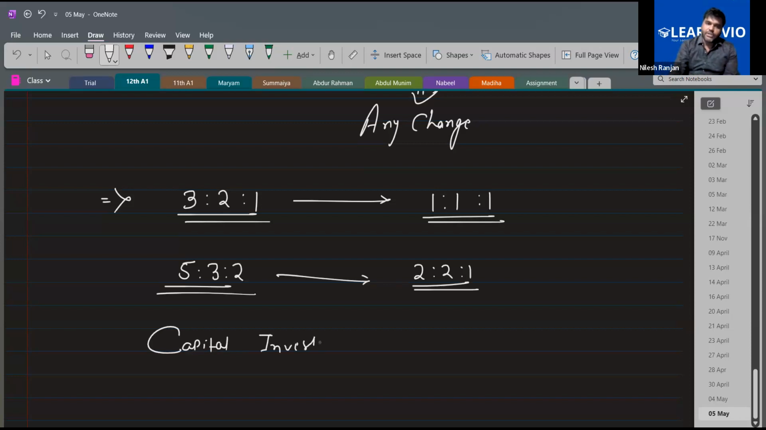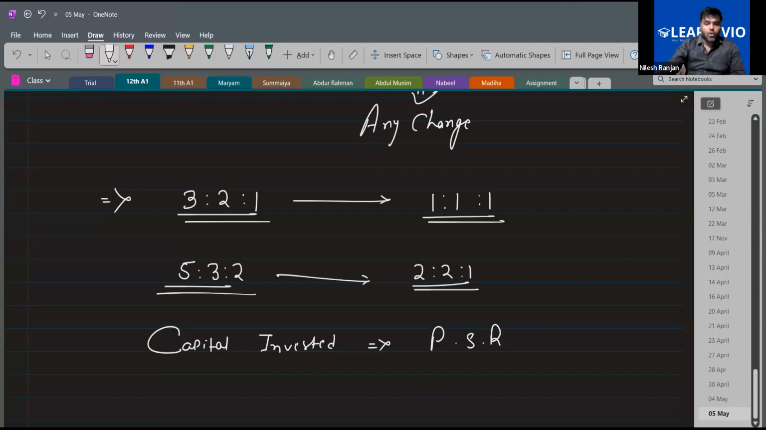The invested capital is different, and the profit sharing ratio is also different. But the profit sharing ratio is not in proportion to the capital investment. In that case, they will decide that our profit sharing ratio should be in proportion to our capital. So that is also a reason it will sometimes change. These are the reasons why the profit sharing ratio will change.